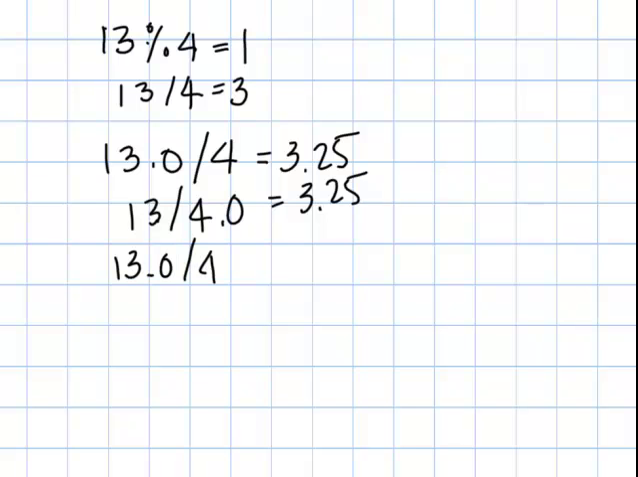13.0 divided by 4.0 is equal to, guess what? 3.25. And so, let me restate again, if at least one of the values in a binary mathematical operation is a double, then the operation is a double.